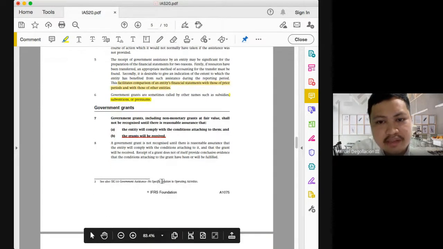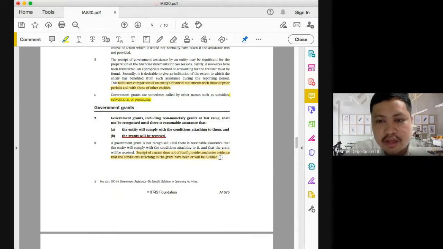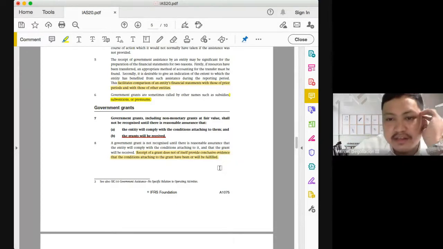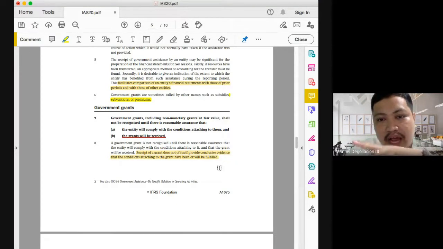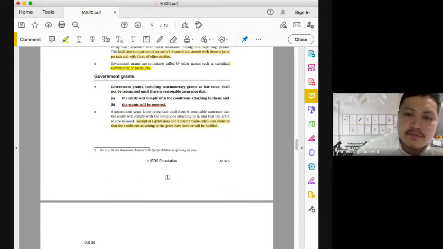And a very important takeaway here, class, which could be a good source for a true or false question: the receipt of a grant. Even though the government grant is already received, it does not mean that you can already recognize it, because it does not mean that you will be able to comply with the grant. So please remember, do not look at actual receipt. You determine whether the entity will comply with the conditions and whether the grants will be received. We do not follow cash basis in government grants.